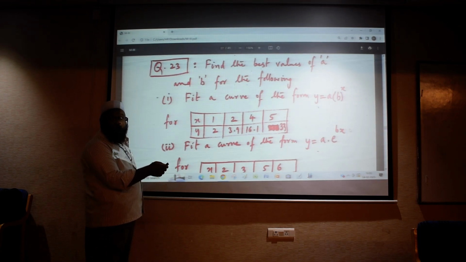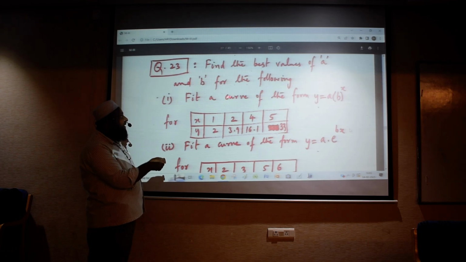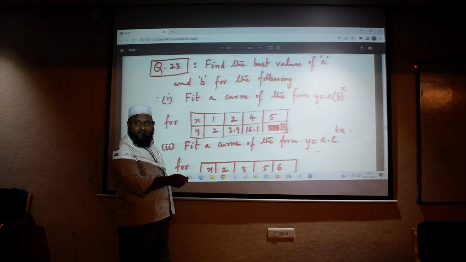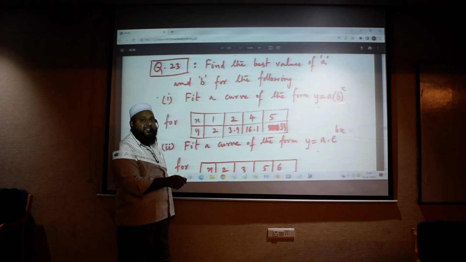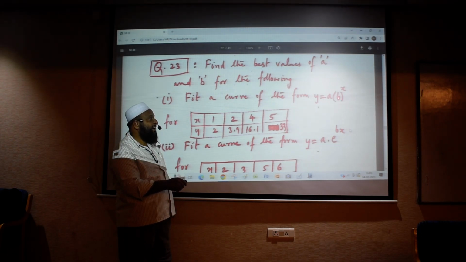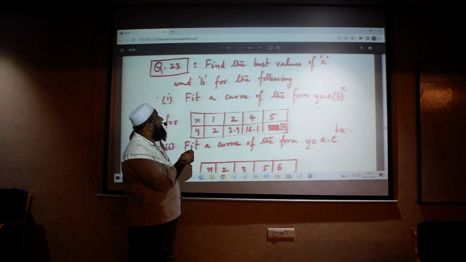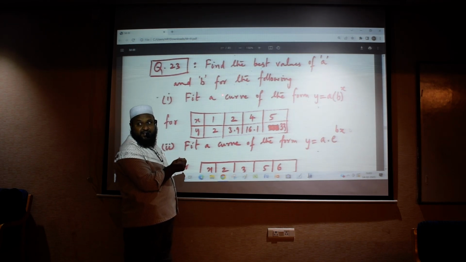Now, what is the form of the curve here? Fit a curve of the form y equals a into b power x. So what do you have to find? The a value and the b value. You need the best values of a and b.